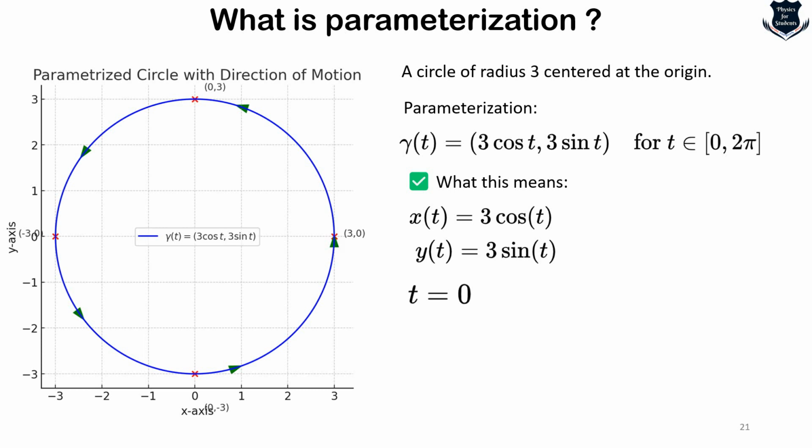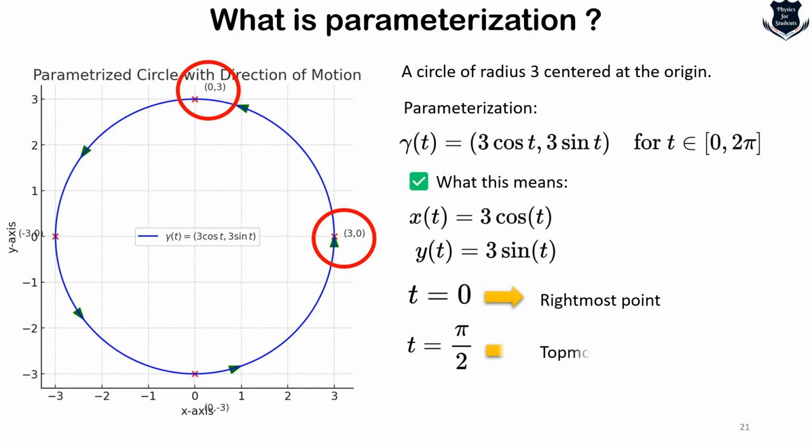Whenever I am at t equals 0, that is 1 comma 0, which is the rightmost position. When t equals pi upon 2, 0 comma 1, I am at the topmost position. And at t equals pi, I am at the leftmost position. In this graph, you can clearly see the green arrows showing the direction of motion as t increases, and the point moves continuously, counterclockwise around the circle.